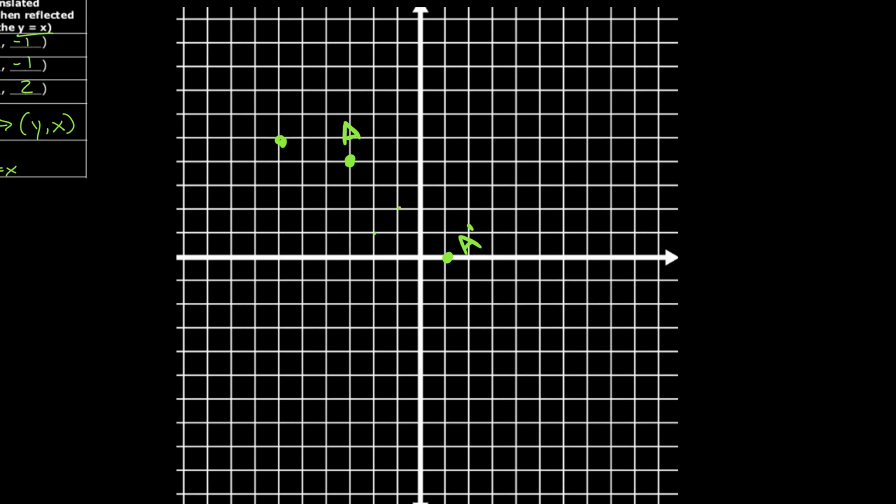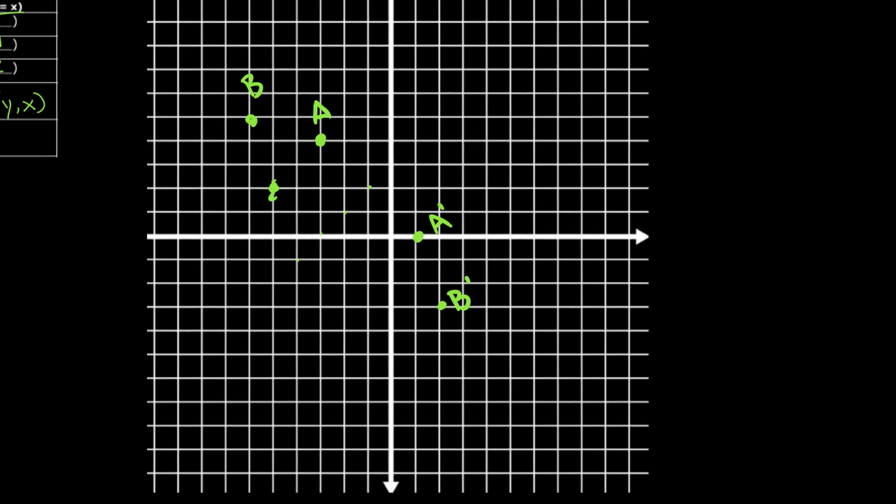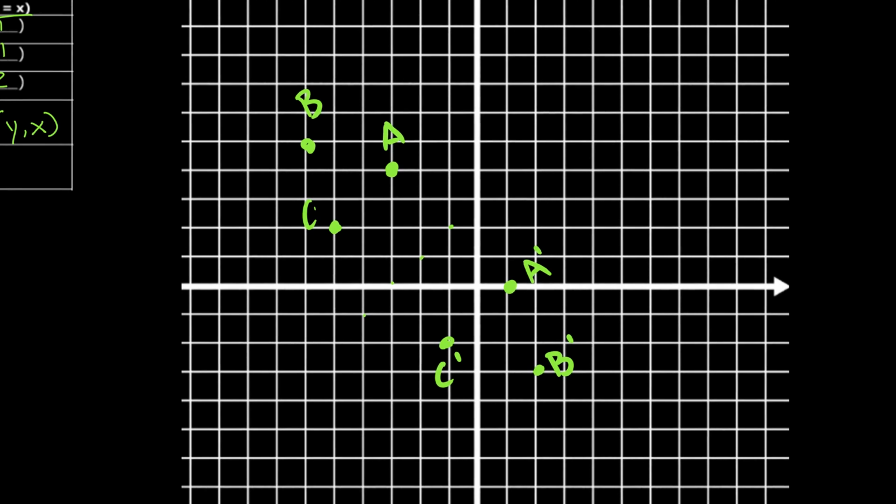Then we have this point, B, and this is B prime, and then we have C. Then we have this point. So, we're given these 2 triangles, and we're asked, plot the line of reflection.